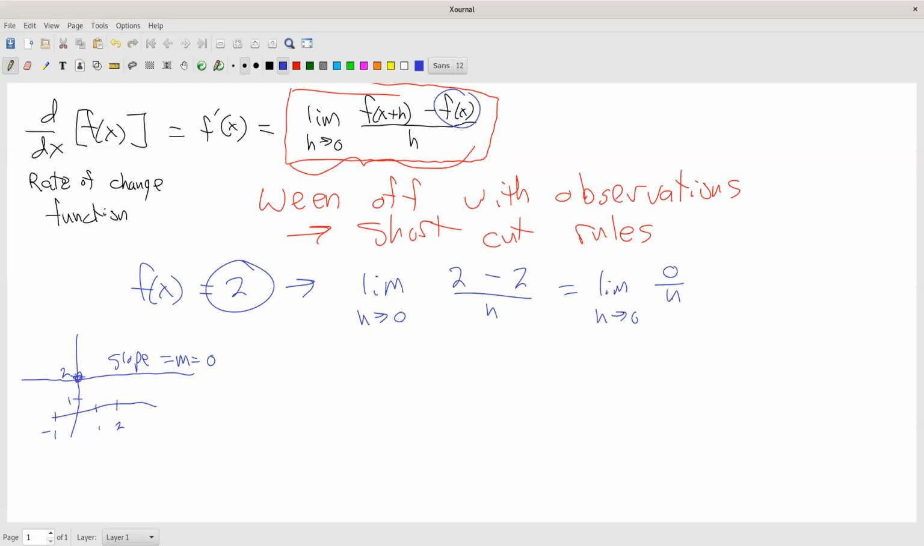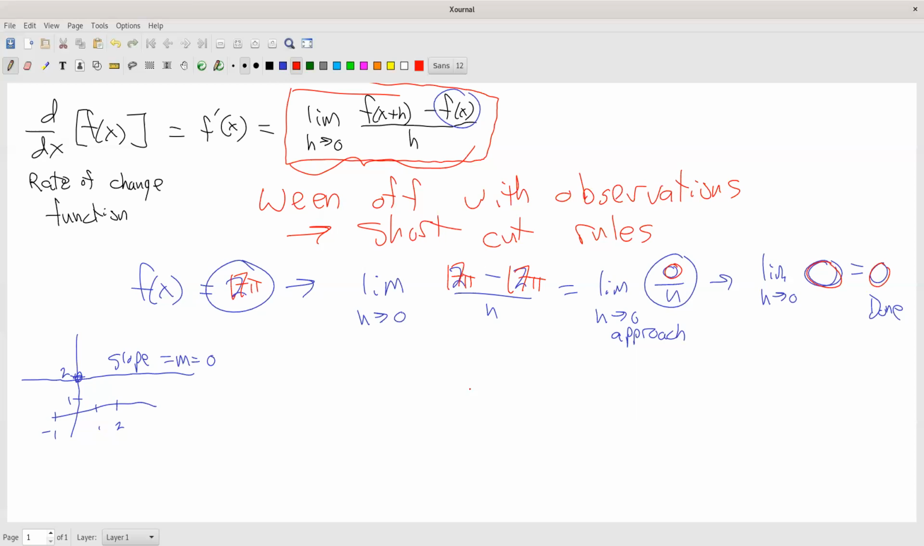Well, 0 over h, now remember, limit means approach, but don't touch. So I'm not done here. As long as h is not 0, this right here is 0. And since there's no more h there, 0 is 0, done. That's the answer. And nothing special about 2. This could have been 17 pi. Then there would have been a 17 pi here and a 17 pi there, and there'd still be a 0 here and a 0 here and a 0 here.